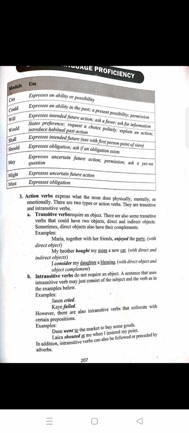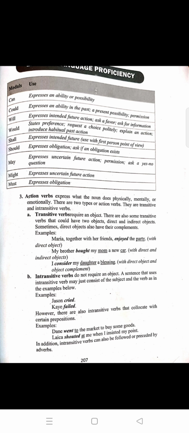Next is should. It's another modal which expresses obligation. So, you should do this, you should do that. So, there is an obligation. What about may? May is used to express uncertain future action, permission. Ask a yes or no question. May I excuse myself? May I go out? So you're trying to ask permission.